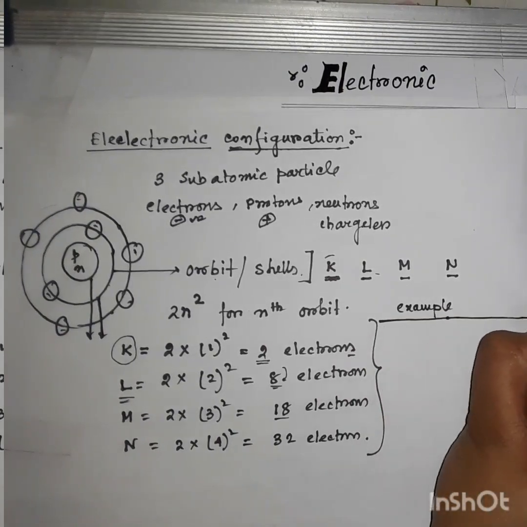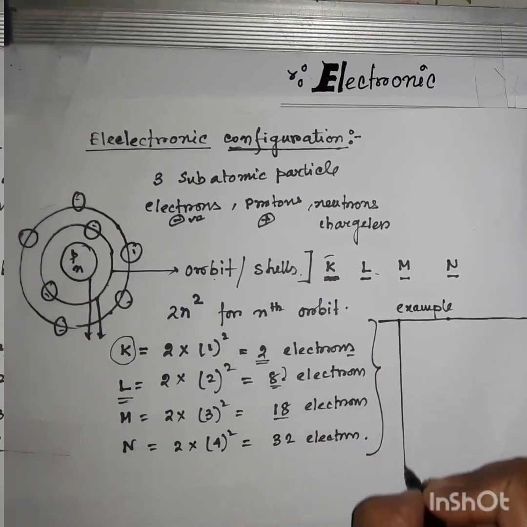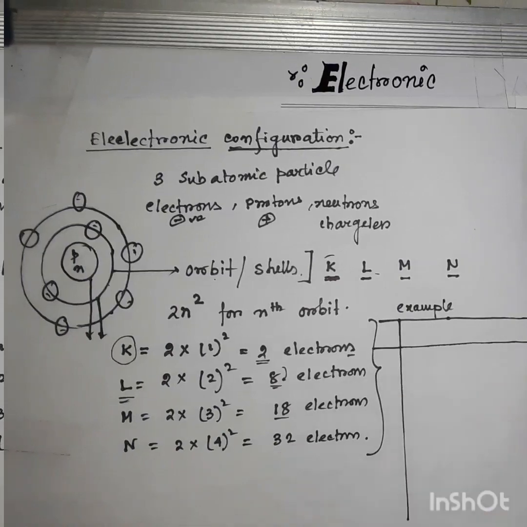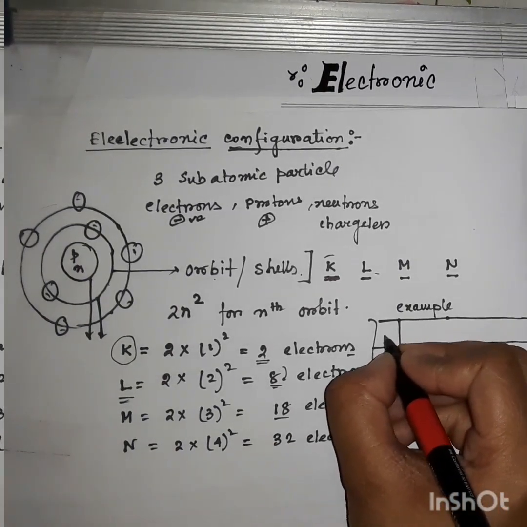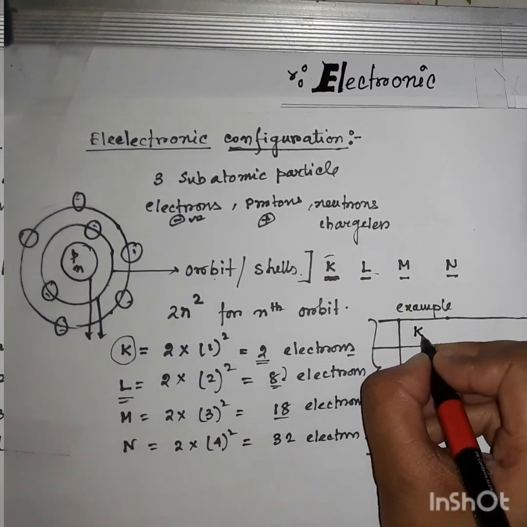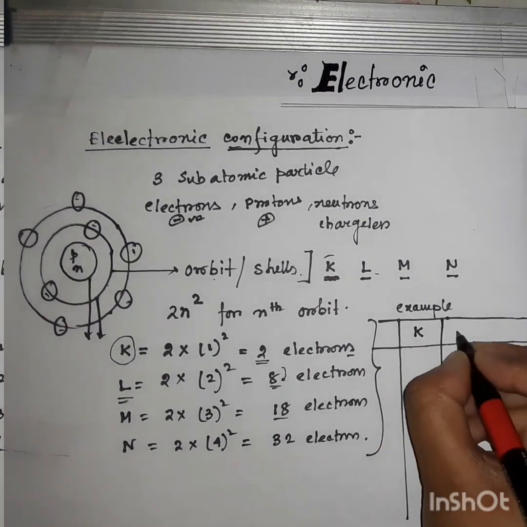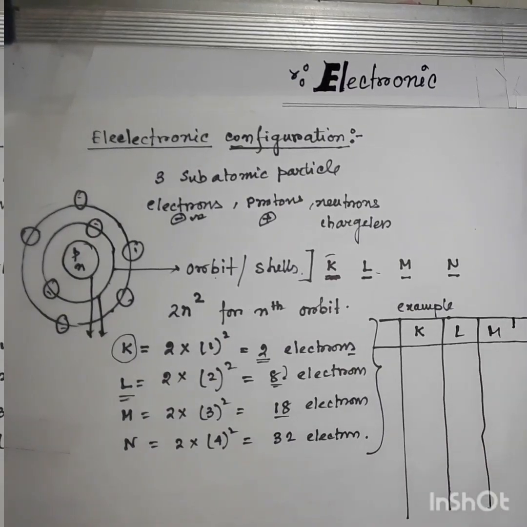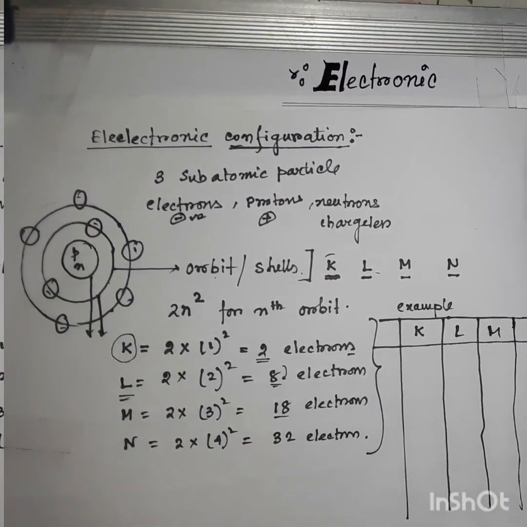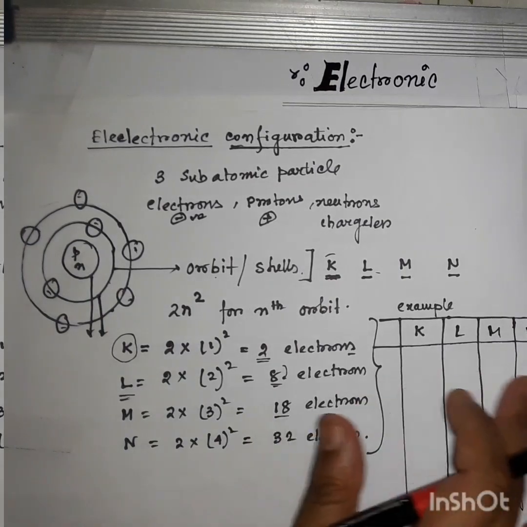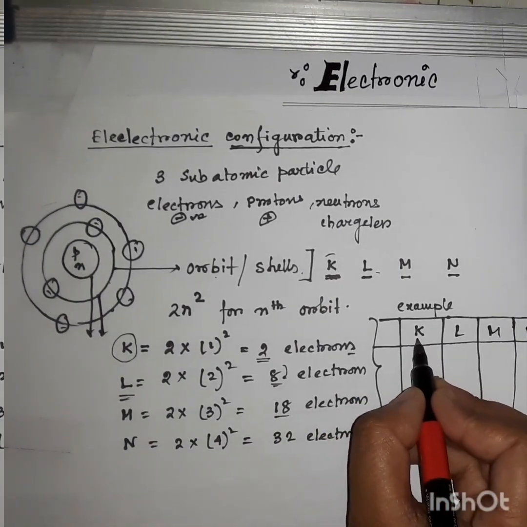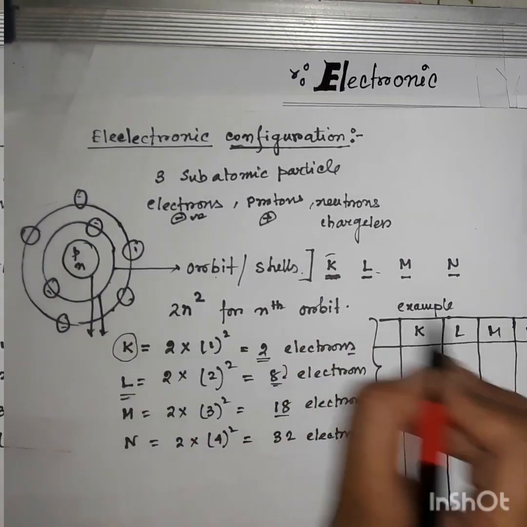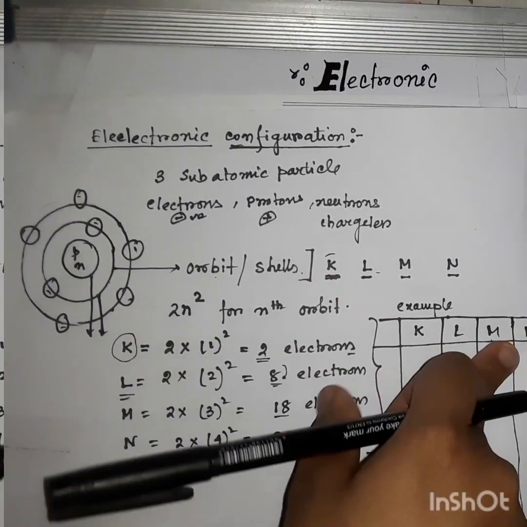Some elements I will take and show their electronic configuration here, but those are not in order. K, L, M and N. These are the arrangement of the orbits, that is, the first orbit is named K, the second orbit is L, the third orbit is M, and the fourth orbit is N.